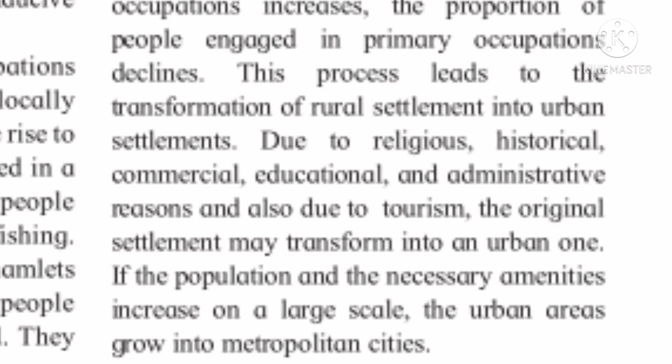This process led to the transformation of rural settlement into urban settlements. These urban areas grew into metropolitan cities when the population and necessary amenities increased on a large scale. And depending upon the natural conditions of a particular region, different patterns of human settlements came up. Rural settlement is the first step of man towards a stable life, and expansion and growth of rural settlement leads to evolution of urban settlements.